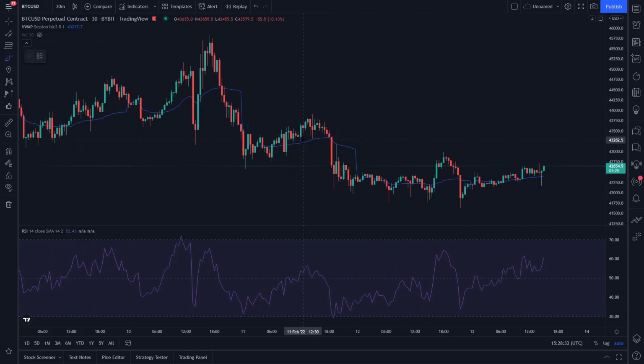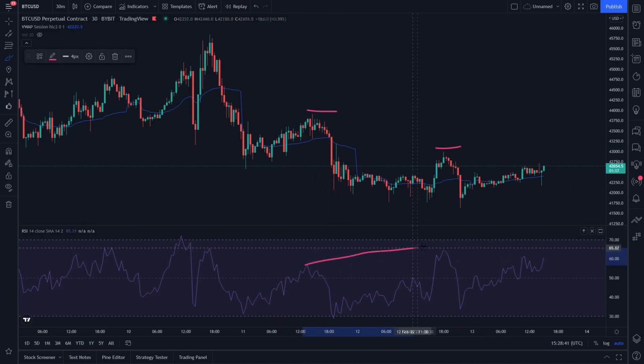Right now, let's look at the bearish example. You can see that the price is making a lower high, but the RSI is making a higher high. This shows us that there's a bearish divergence, and as you can see, it played out really well because we had really nice price action going to the downside.